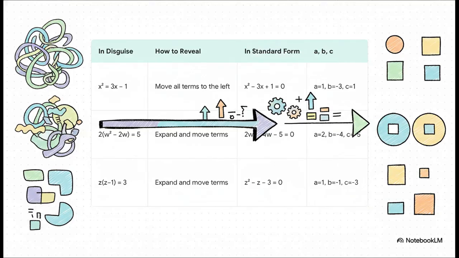So take a look at these. They look a little chaotic, right? A total mess. But honestly, with just a little bit of simple algebra, like just shuffle all the pieces to one side of the equal sign, they snap right into that clean, standard form we just talked about. And once they're all organized, bam, you can easily pick out your a, your b, and your c.